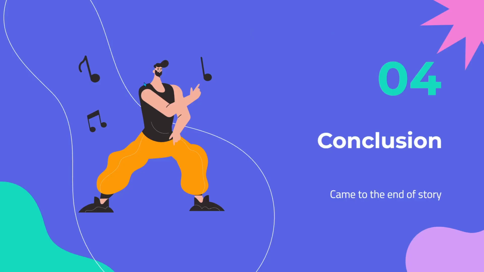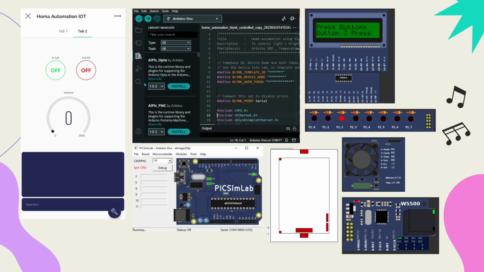So yeah, we have almost come to the conclusion. Here I have included all the simulators and all the components we have used in this project. This is the Blynk IoT app. Here we have inlet and outlet and then the volume gauge, which will indicate the volume level of the tank. Next, this is the Arduino IDE which we used to program the Arduino board.